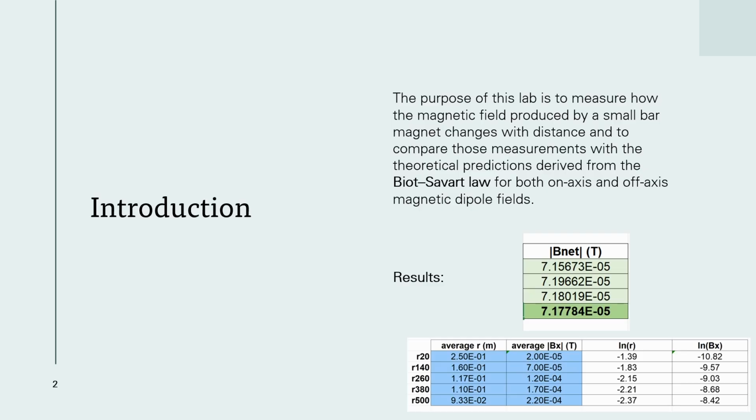The purpose of this lab is to measure how the magnetic field produced by a small bar magnet changes with distance, and to compare those measurements with the theoretical predictions derived from the Biot-Savart law, both for on-axis and off-axis magnetic dipoles. A small glimpse of our results shows that the net magnetic field was around 7.17 teslas, and you can see the average distance and the average magnetic field for our on-axis measurements below that.